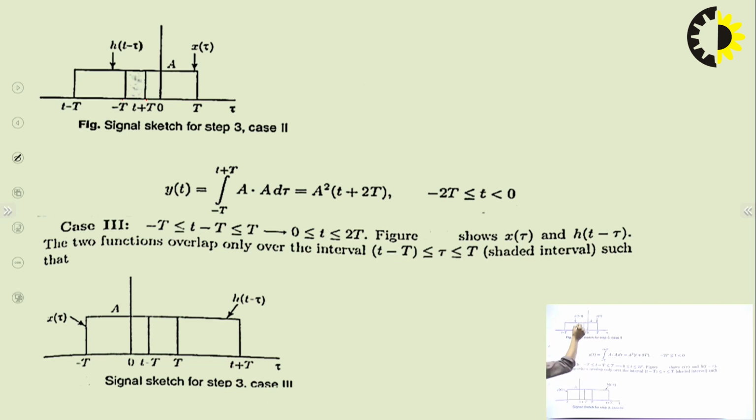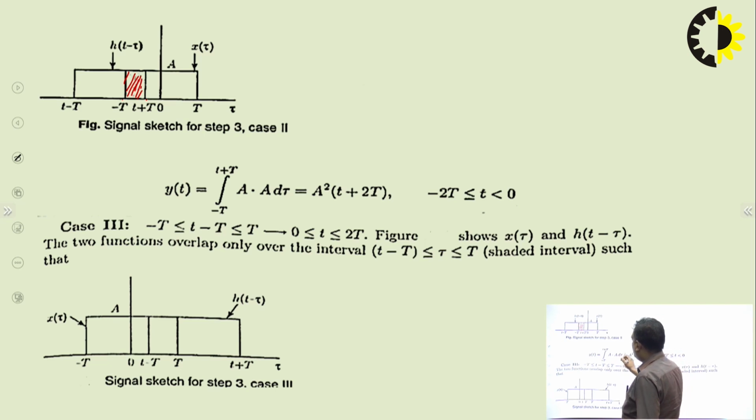In this case you can see the overlapping area is this area, so we have to find out the value of this area. What is the limit for this? The limit will be minus T to t plus T, and the amplitude here is A for both the rectangular signals. So it will become A into A d tau, and this will become A squared times (t plus 2T).